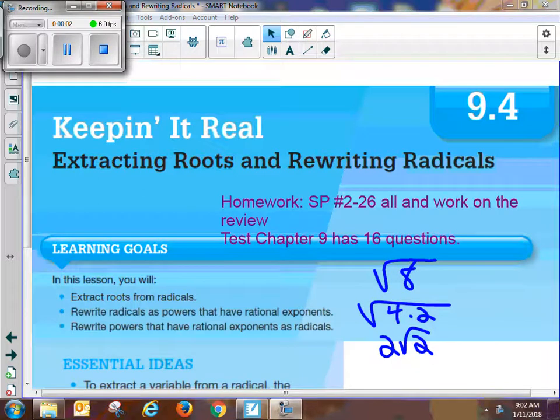Lesson 9.4 times 2. Homework 2 to 26 all, and start working on the study guide.